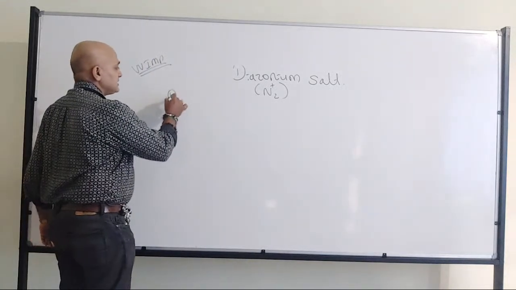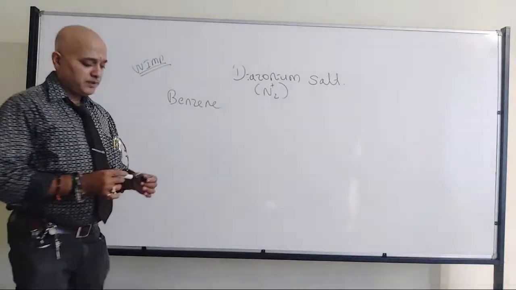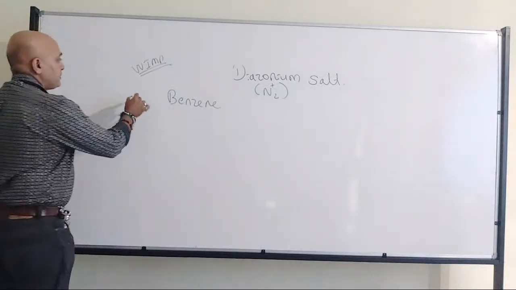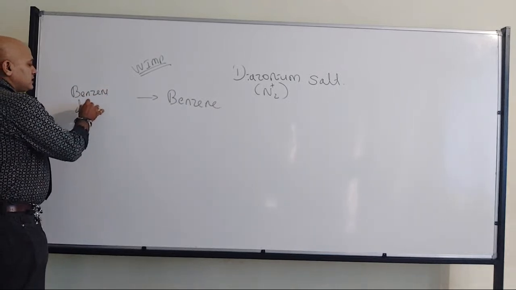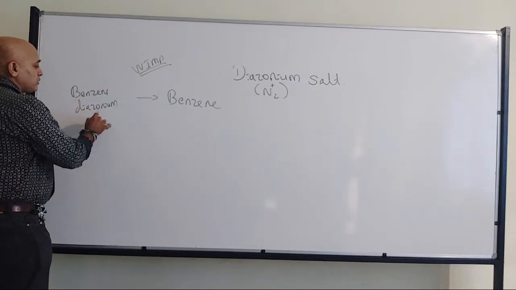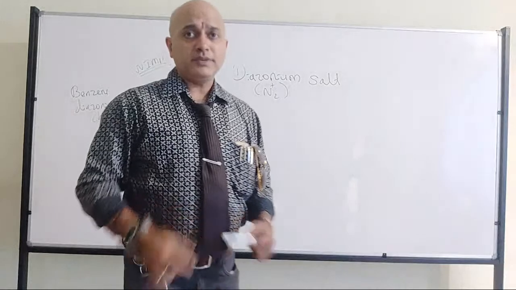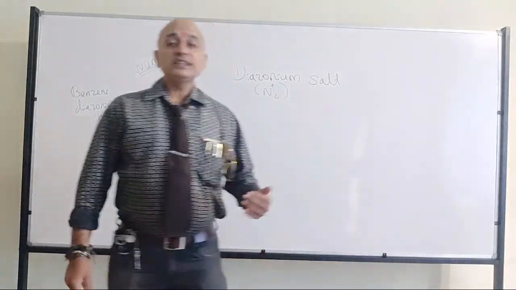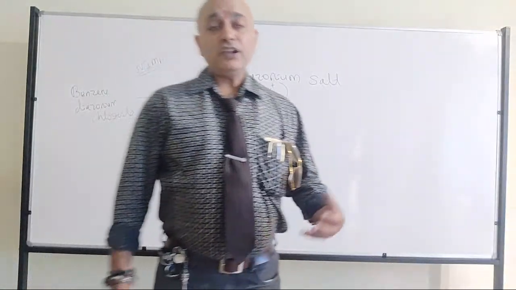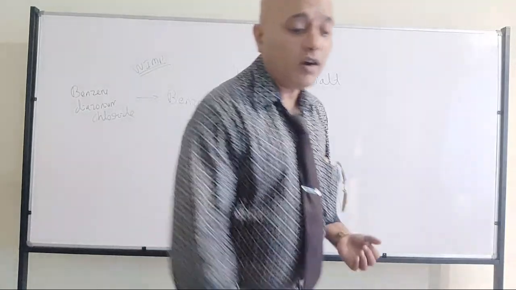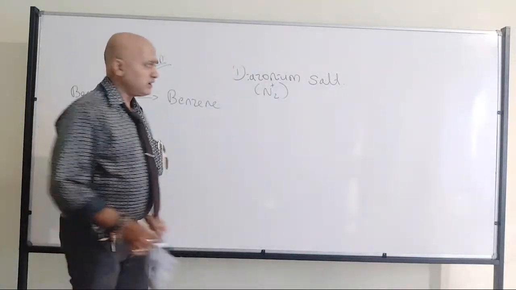The next one is conversion of benzene diazonium chloride to the respective benzene. How will this reaction be done? This reaction will be done by using mild reducing agents, like a solvent such as ethanol, or phosphinic acid. What is phosphinic acid?